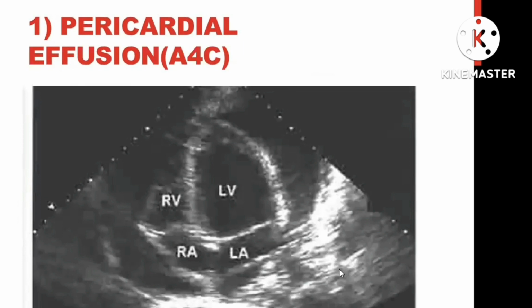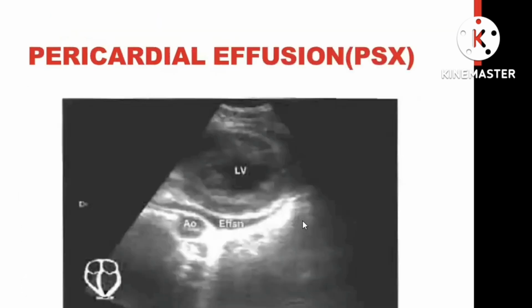What about here? Apical four chamber. Finding the right and left atrium, ventricle, and pericardial. Parasternal short. Which level? It is lower down.